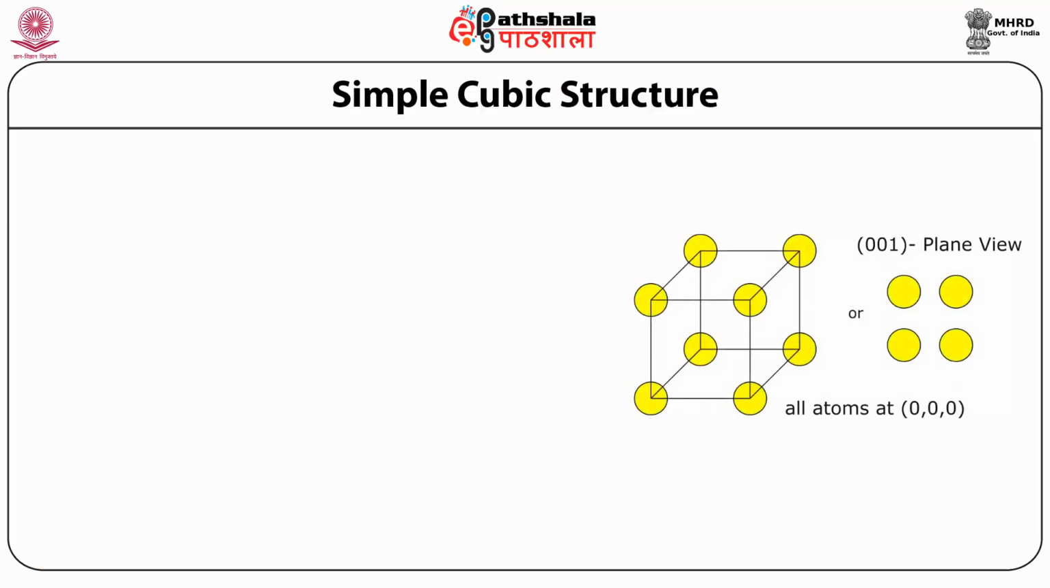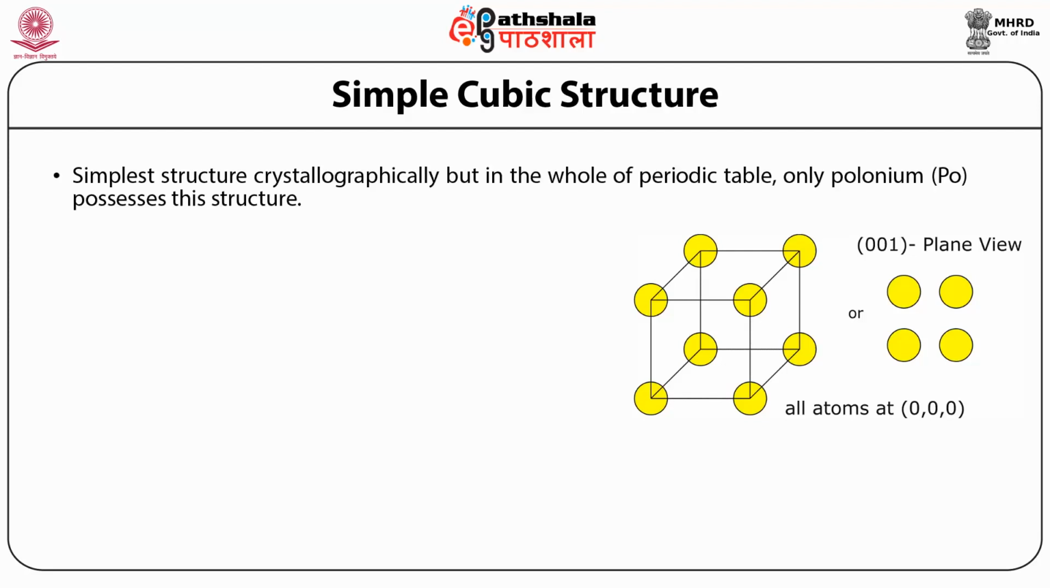Now students, you have the basic understanding of packing of atoms in metals which we have discussed in previous slides. Now we are discussing the simple cubic structure. It is the simplest structure which exists crystallographically, but in the whole of the periodic table, only polonium possesses this structure. The structure contains only one atom per unit cell, which you can see in the figure on the right hand side.